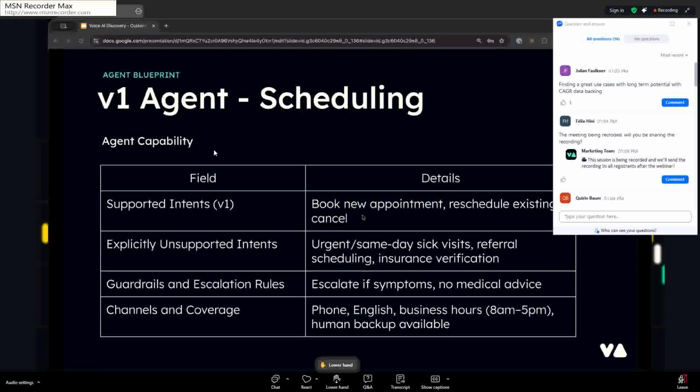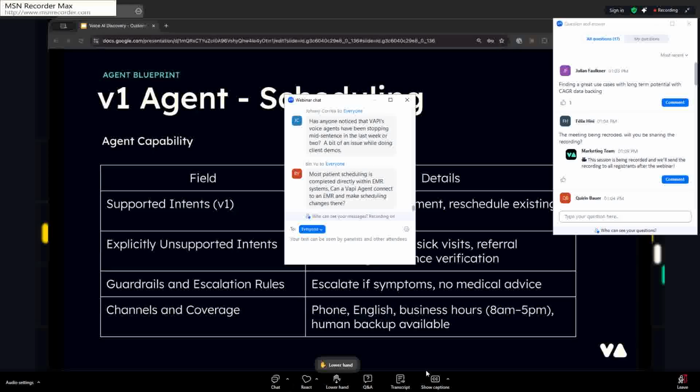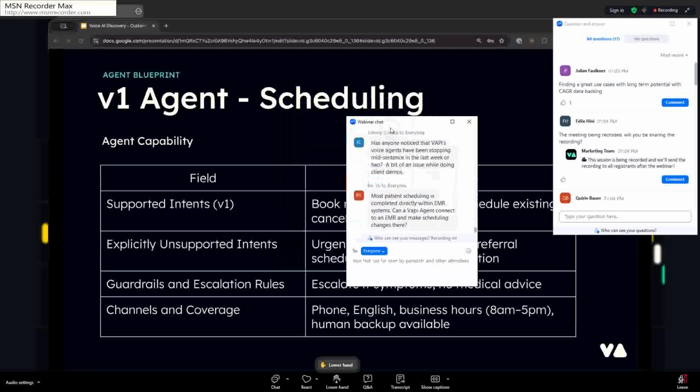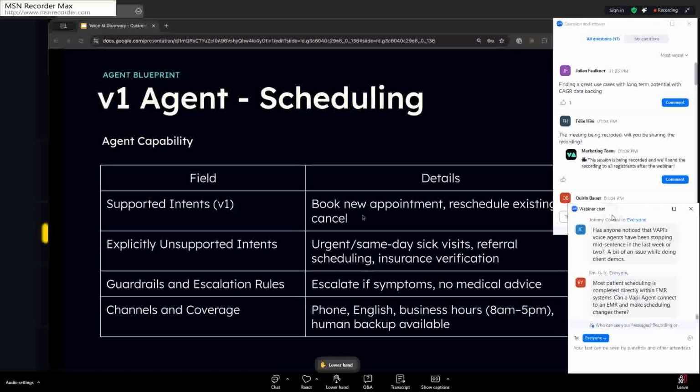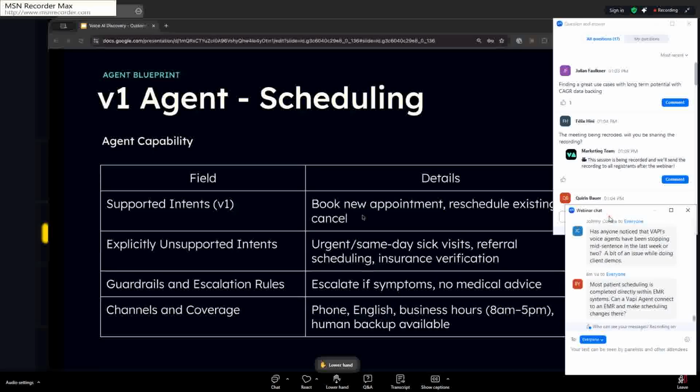And it's extremely important to explicitly state unsupported intents as well in this phase. This doesn't mean that you're not going to do it now or ever. It just means that you're not doing it as the first thing. So this seems like a small thing, but we found that it helps anchor the right expectations with your customers. It keeps everybody honest. And in this example, we say that our supported intents are booking, rescheduling and confirming, while urgent care or same-day sick visits, referral scheduling and insurance verification we can save for later.